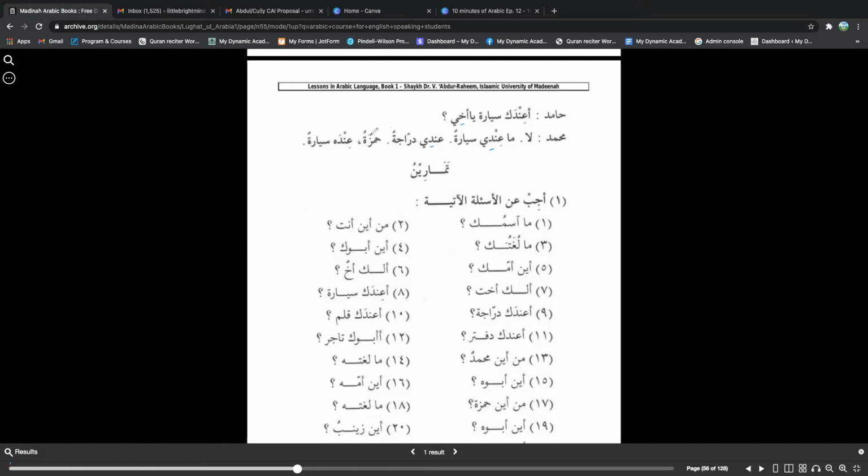Darajatun. Hamza, Hamzatu. Indahu siyaratun. He has a car. So notice the dal, the last letter in inda, retains that fatha, except when we refer back to ana, when it's I. When we refer back to ana, showing possession, and we add this ya for possession, then it becomes indi. It gets a kasra, and the ya just elongates the sound.